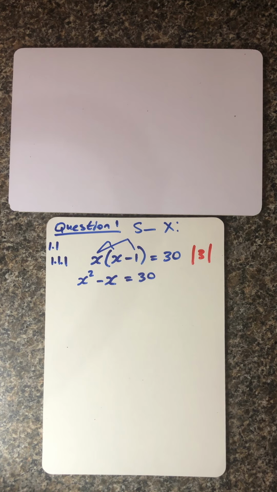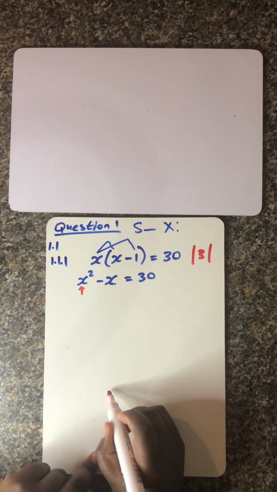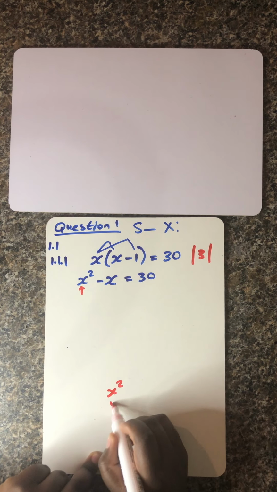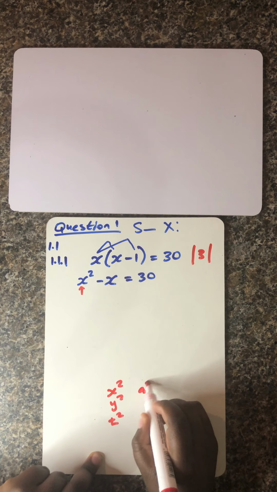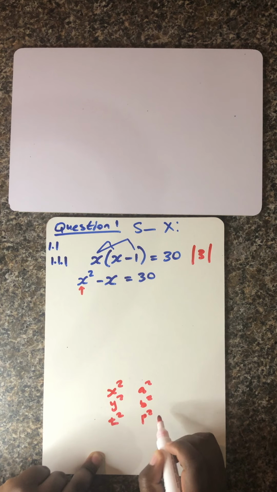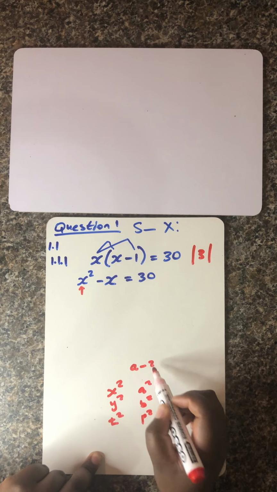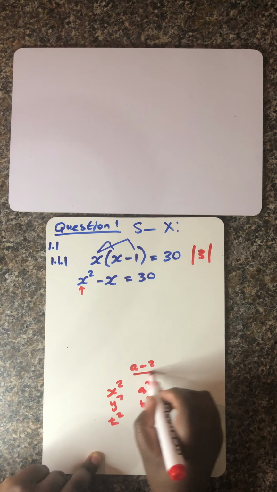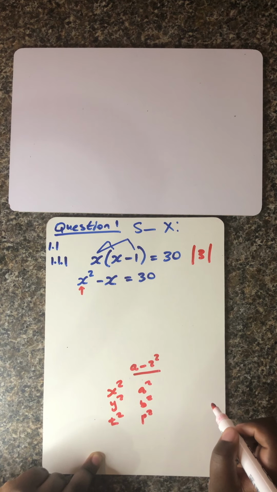Okay, so now what you need to do, because you realize you've got a quadratic equation, ladies and gentlemen, is this: the moment you have x squared, y squared, t squared, a squared, b squared, p squared, ladies and gentlemen, any letter from a all the way up to z, if it's whatever letter squared, that means you've got a quadratic equation.